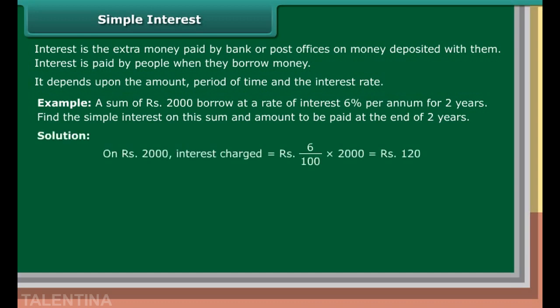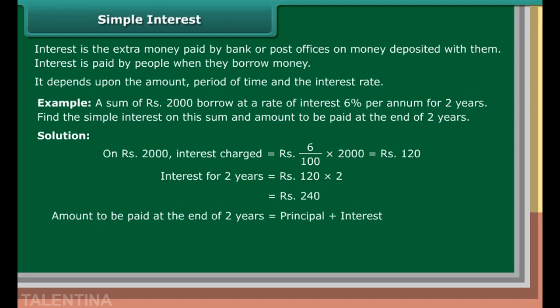Solution. On rupees 2000, interest charged is equal to 6 upon 100 into 2000, which is equal to rupees 120. Interest for 2 years is equal to rupees 120 into 2, which is equal to rupees 240. Amount to be paid at the end of 2 years is equal to principal plus interest, which is equal to rupees 2000 plus 240, which is equal to rupees 2240.